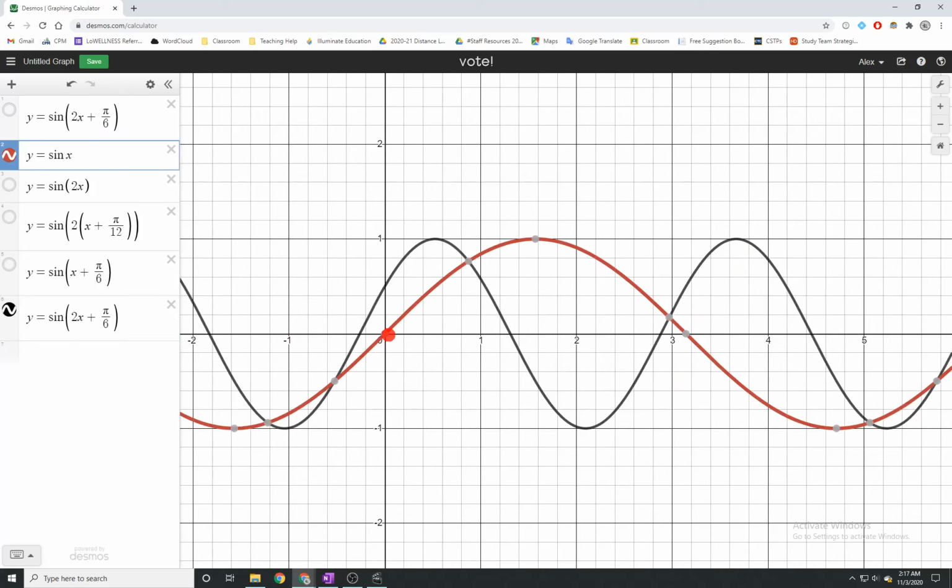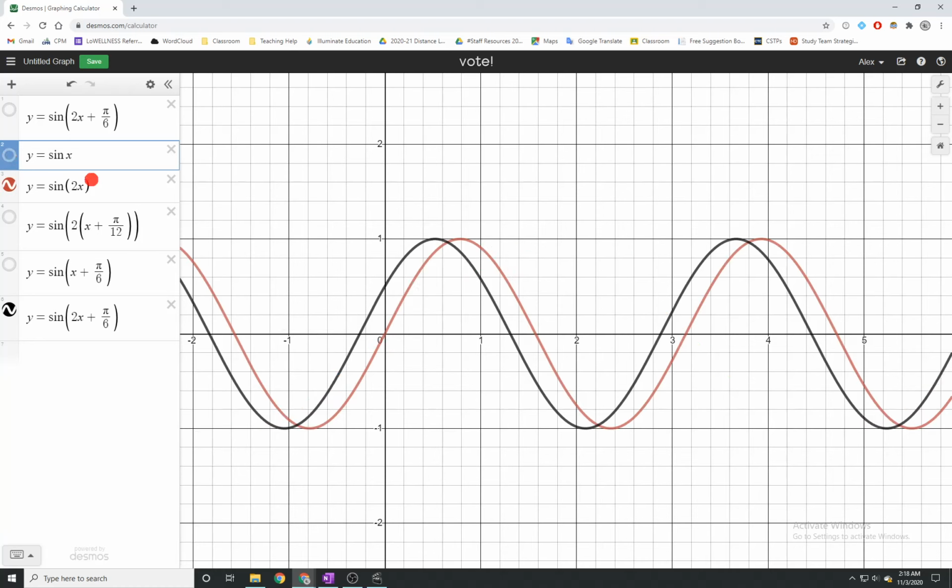The reason we wait until after we've done with the compression is because we can see here on the parent function that the shift is not consistent all the way through, right? Because we can see here, these 2 points are pi over 12 away from each other, but from this peak to this peak, it's not pi over 12. And so we wait until after we've dealt with that compression to determine what that shift is. We can see here the shift is just whatever this number was divided by whatever this coefficient was.